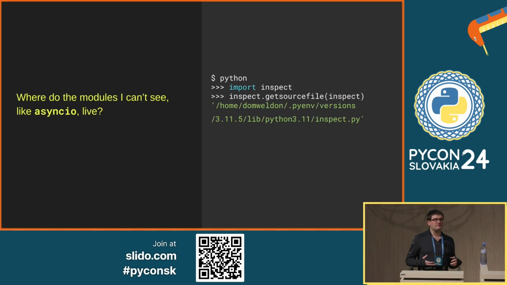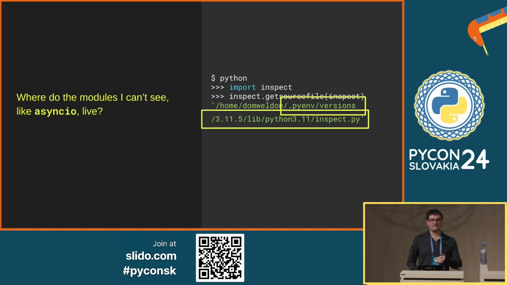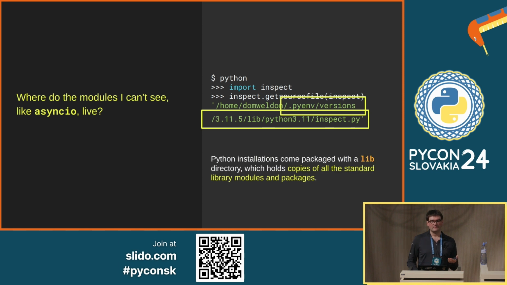And so if we use a pyenv installed version of Python now, let's look, where do these modules that we can't see live? So I know it says asyncio on the one side, and we're looking at inspect, but they live in the same place pretty much. And so you can see now that there's this pyenv directory, which is where our Python is living. And we can also see that we have this lib directory that stores many of the packages that exist inside of the standard library. Okay.